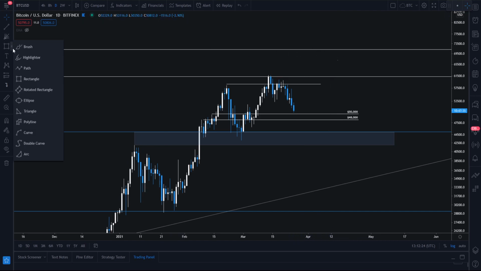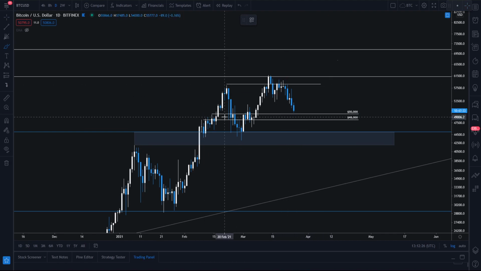So 50k is probably where you need to defend right now. Here it was resistance, here it was resistance, and then we had a nice little support here on a lower time frame. And now this is pretty much the first major retest we've seen since breaking out.